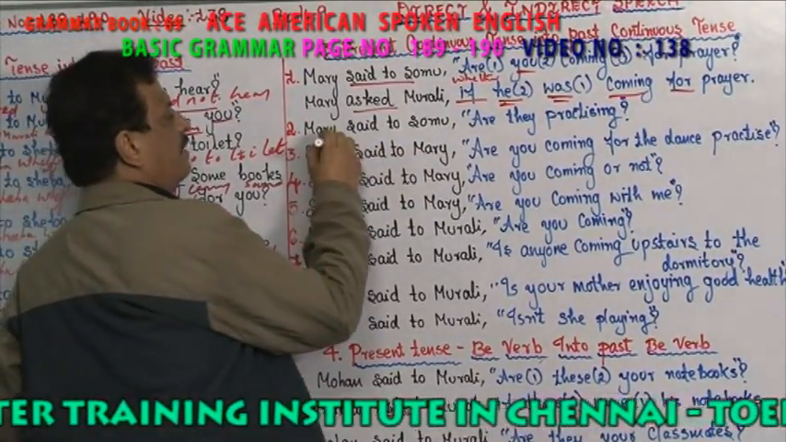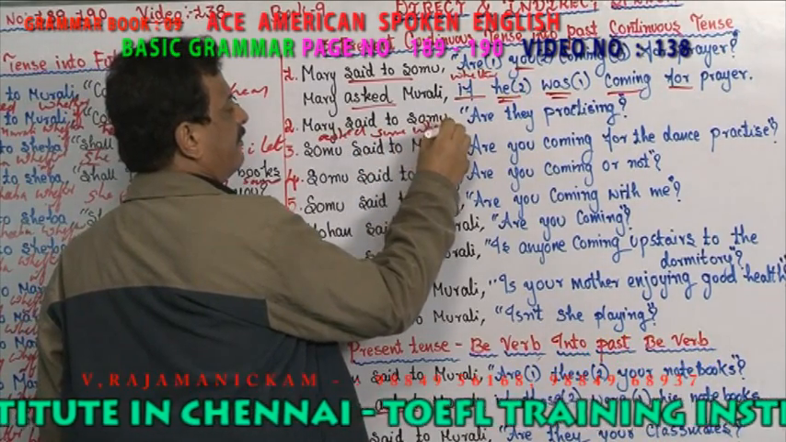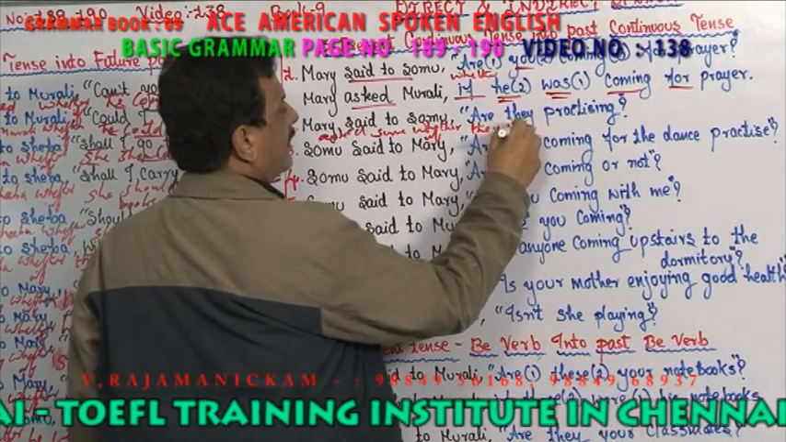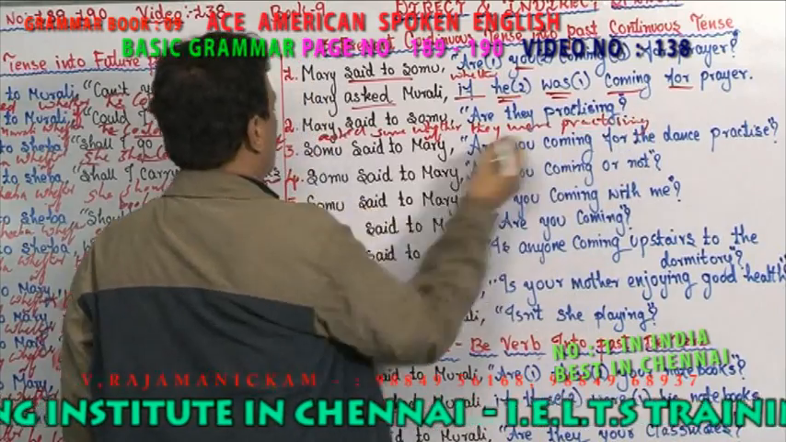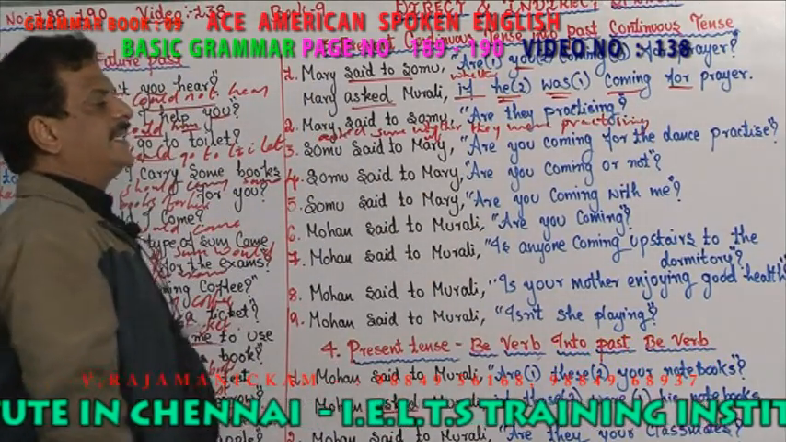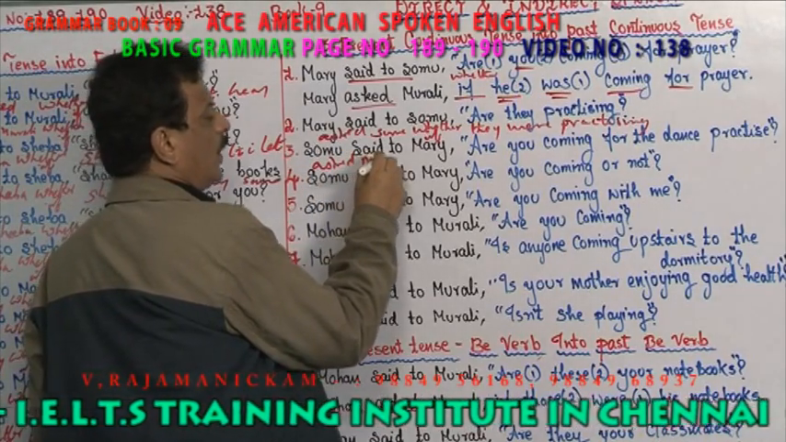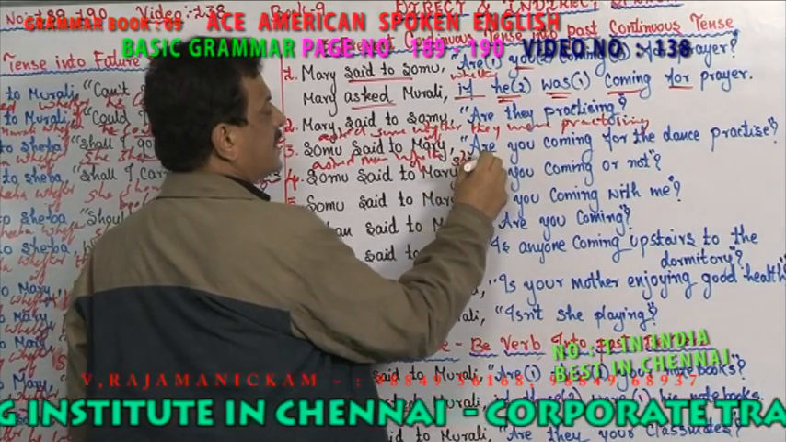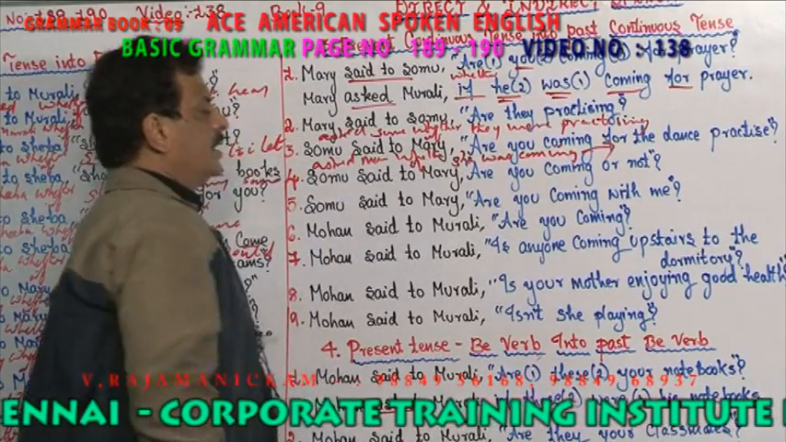Now, coming here, Mary said to Somu, "Are they practicing?" How does it change? Mary asked Somu whether or if they were practicing, right, sir? Now, Somu said to Mary, "Are you coming for the dance practice?" So, how does it change? Somu asked Mary whether or if she was coming for the dance practice.